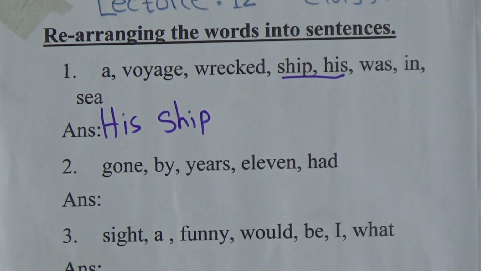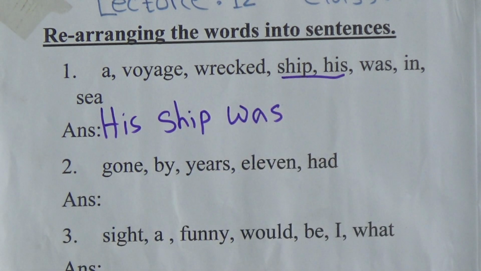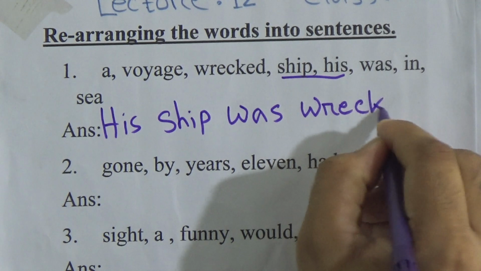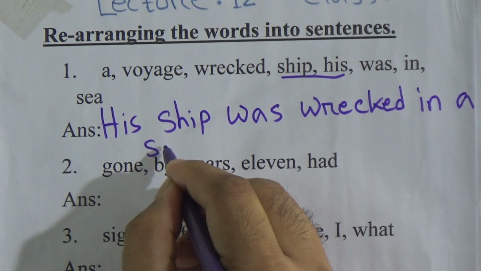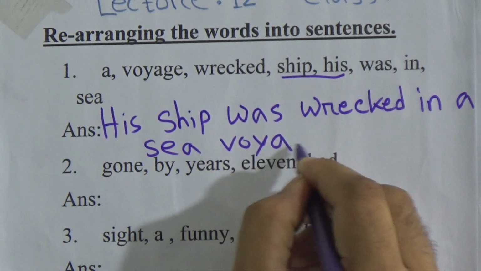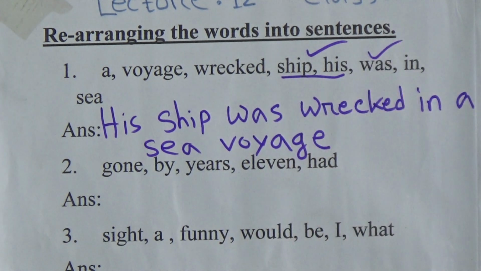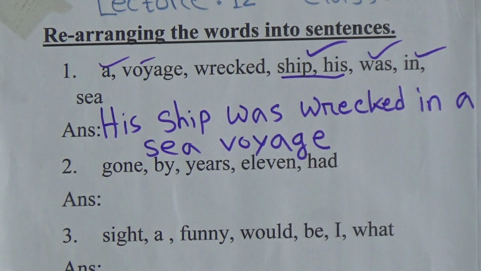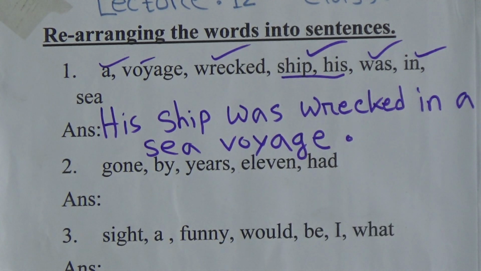This is the subject, then write the verb. His ship was, this is our be verb. His ship was wrecked, now write the verb in past participle form. His ship was wrecked, how? In a sea voyage. So his ship is the subject, done. Then the auxiliary verb, be verb, was, it is also done. Then the preposition in, and finally a sea voyage. And wrecked is the past participle form of the verb. So our sentence now: his ship was wrecked in a sea voyage. Finally give a full stop. So this is our meaningful and accurate sentence.